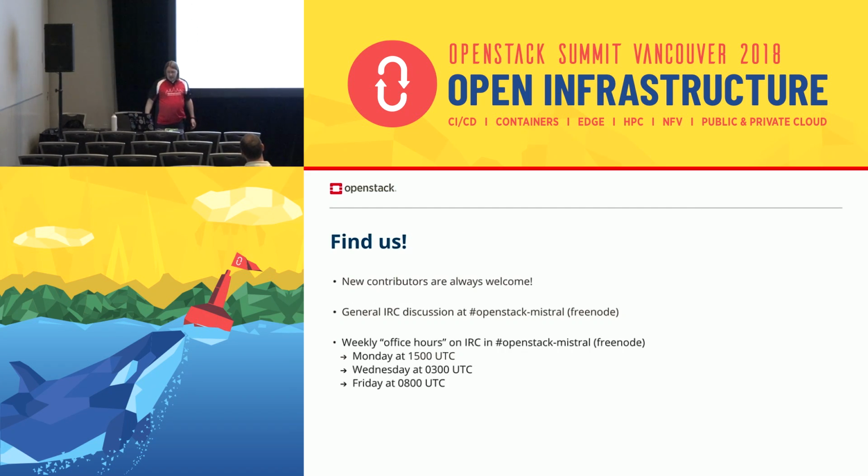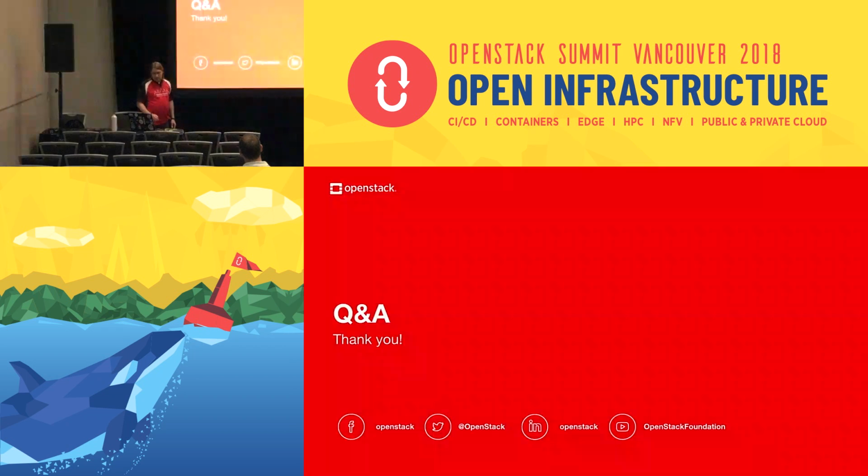So where you can find us: IRC, hashtag OpenStack-Mistral. We used to have a weekly meeting, and we went to a more office hour type thing. And so we have those three different times so that we can get global coverage, so someone's always on at one of those times to answer questions and whatnot. All right. Any questions?